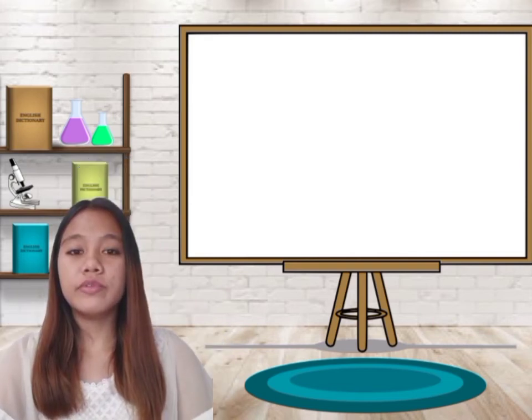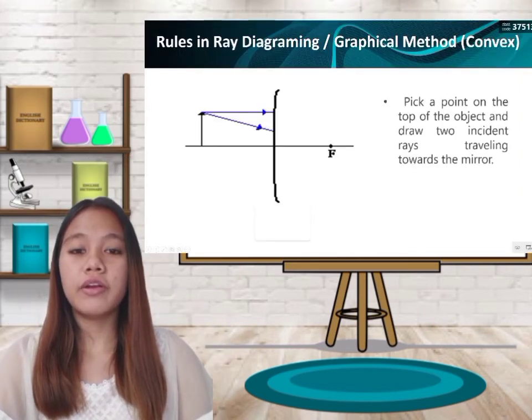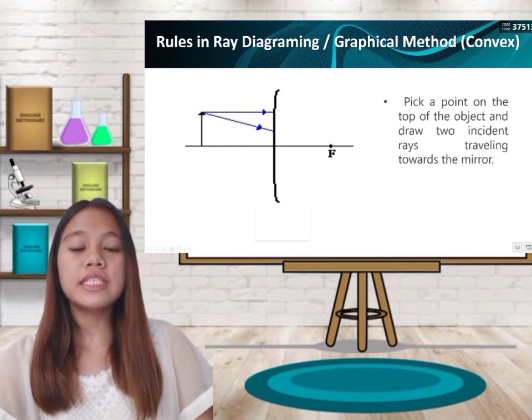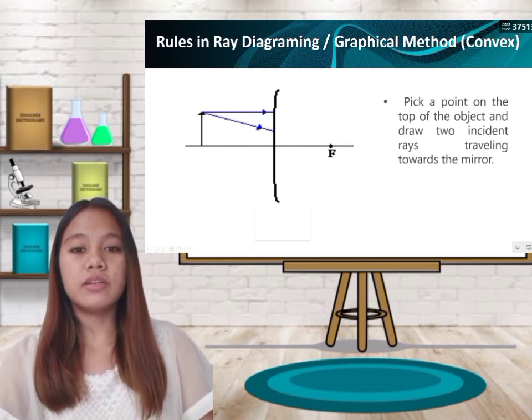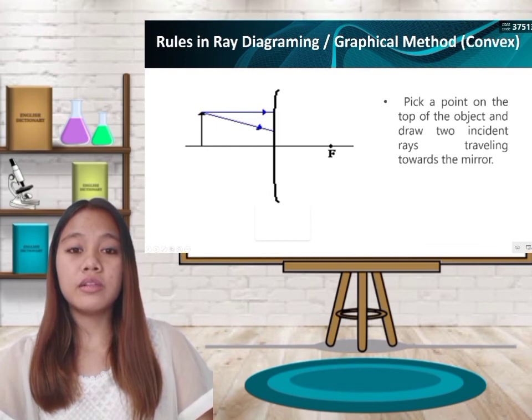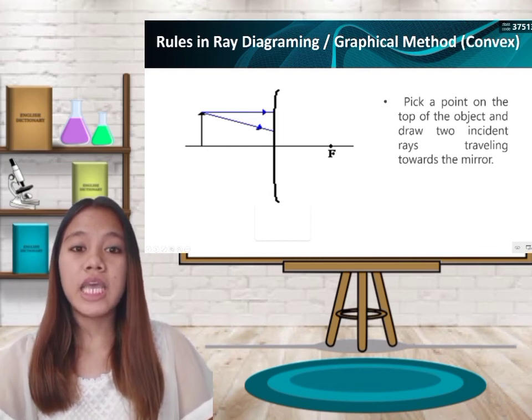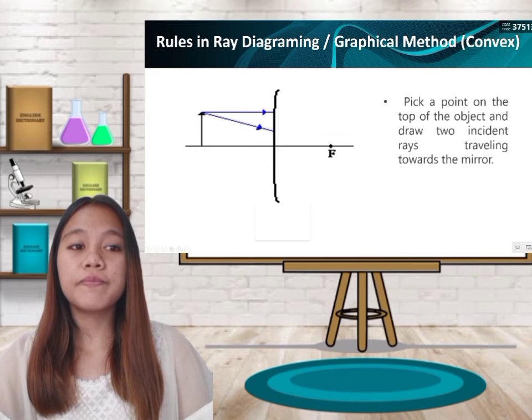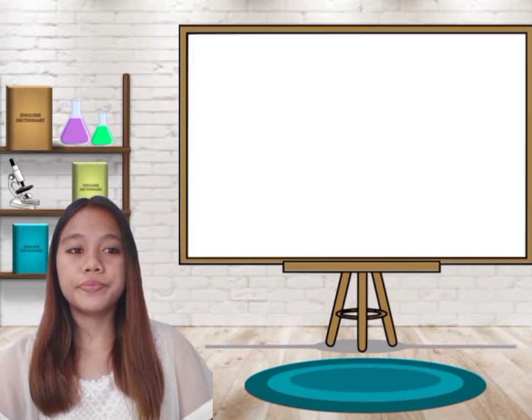Let's now have the rules in ray diagramming or graphical method in convex mirror. First, let's pick a point on the top of the object and draw 2 incident rays traveling towards the mirror. So as you can see in the picture, we have 2 incident rays. One is parallel to the principal axis and one is pointing to the focus.